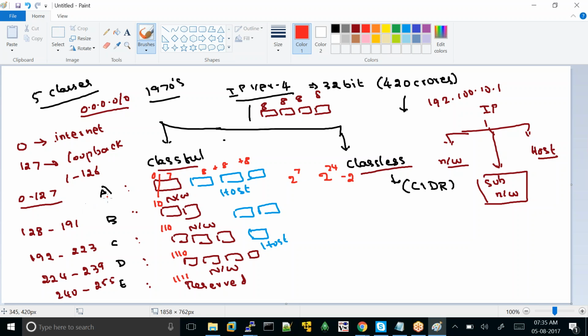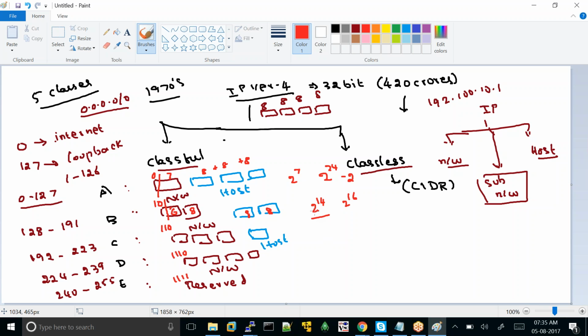If it is a class B, you leave the first 2 bits. We have 6 bits remaining in the first octet and the remaining 8 bits in the second octet. Therefore, 2 to the power of 14 networks, and for the remaining 16 bits, we have 2 to the power of 16 hosts. Each and every network has 2 to the power of 16 hosts. Totally we have 2 to the power of 14 networks if it is class B.